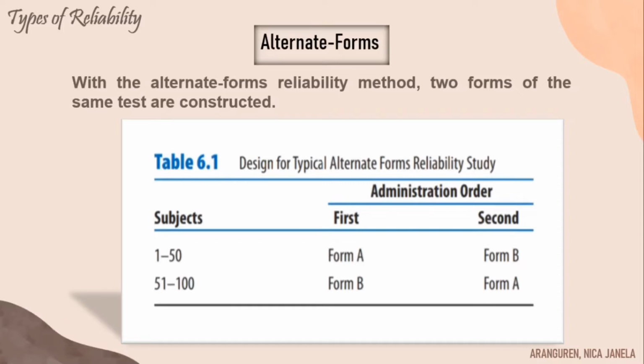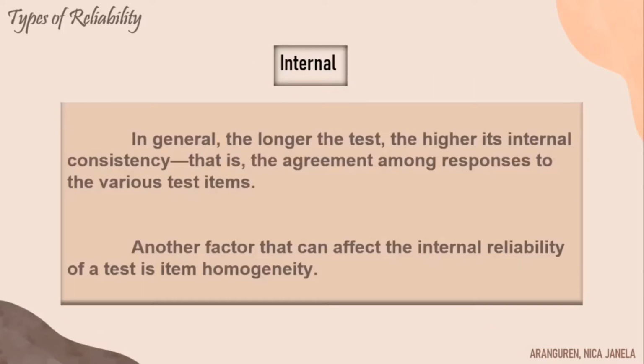For example, nagbigay ka ng questions sa group of people and then, after the passage of some time, binigay mo ulit yung questions. Pero, naka-rephrase na siya. Iniba mo pero ayun pa din, katulad pa din ng dating question dun sa question kanina. Kung similar pa din yung result, so that we conclude that the test has alternate forms reliability.